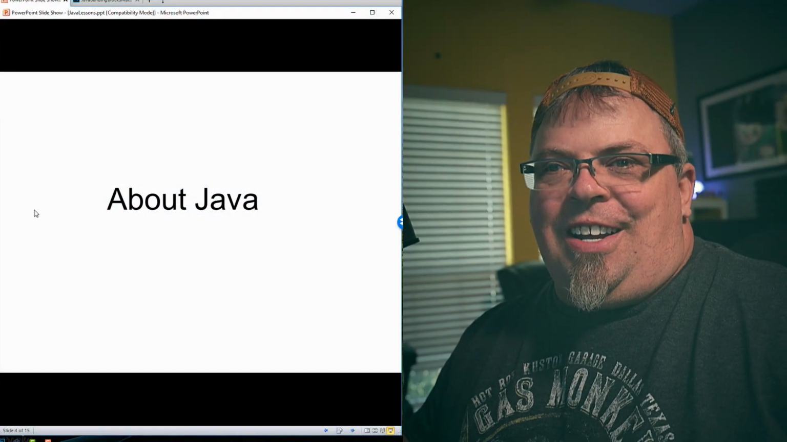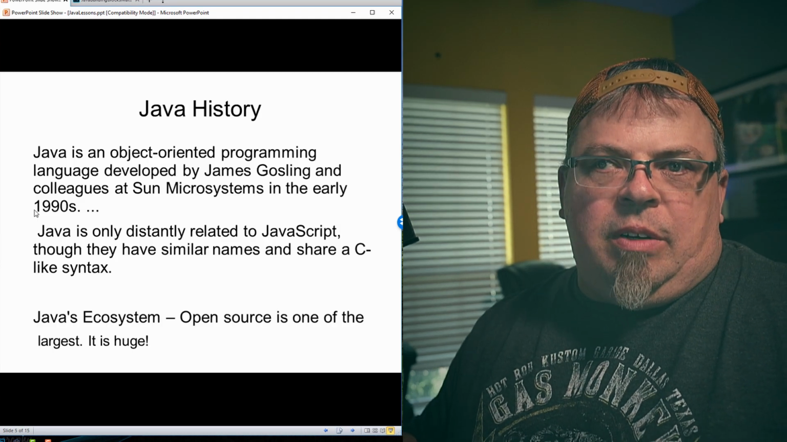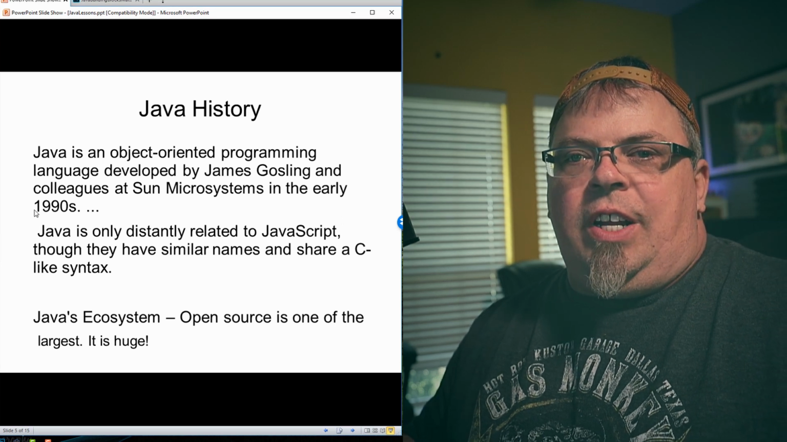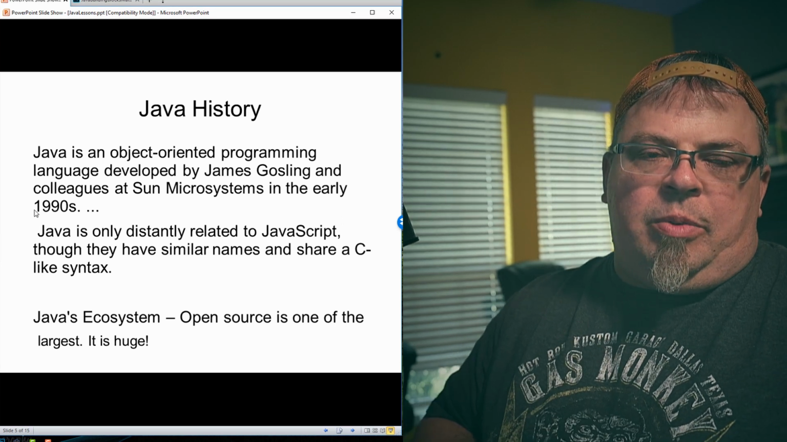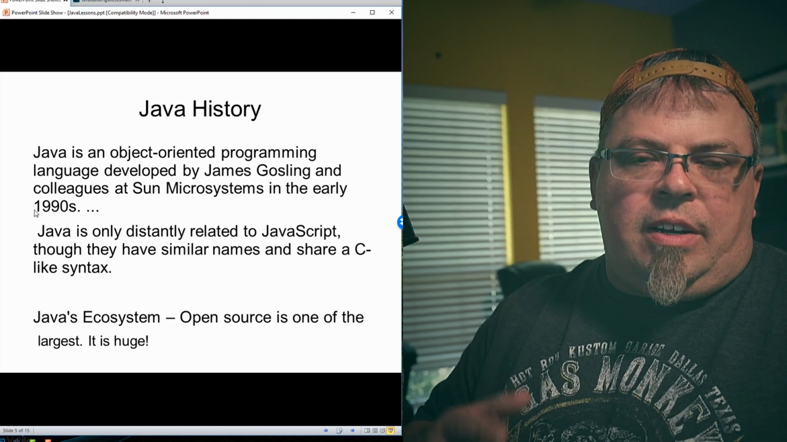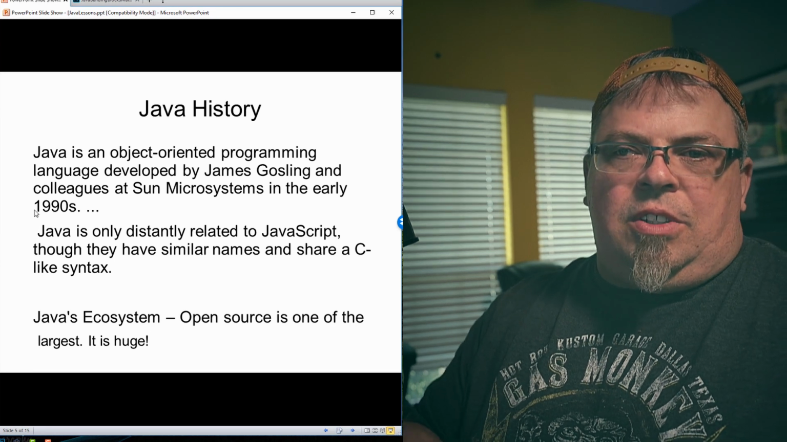All right, so a little bit about Java. Java is an object-oriented programming language developed by James Gosling at Sun Microsystems in the early 90s. I personally started developing with it in 1999 or around 2000. So I've got several years of experience in Java, and I love it. Java is an awesome language.